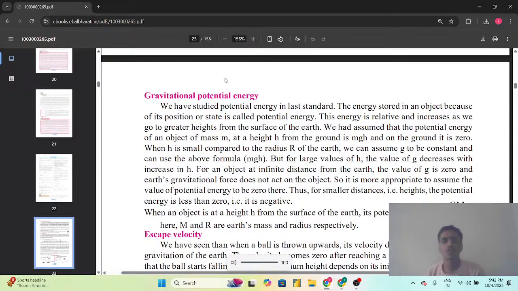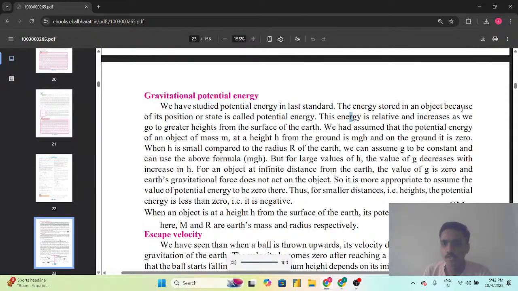So potential energy, example हम देख सकते हैं कि जो डैम जो होते हैं तो डैम में वाटर जो स्टोर किया जाता है, so as the water is stored in the dam with the proper surface, the energy which is stored in the dam, that water is having the potential energy, and when the water from the dam is released the potential energy will get converted to the kinetic energy. So we have studied potential energy in the last standard.